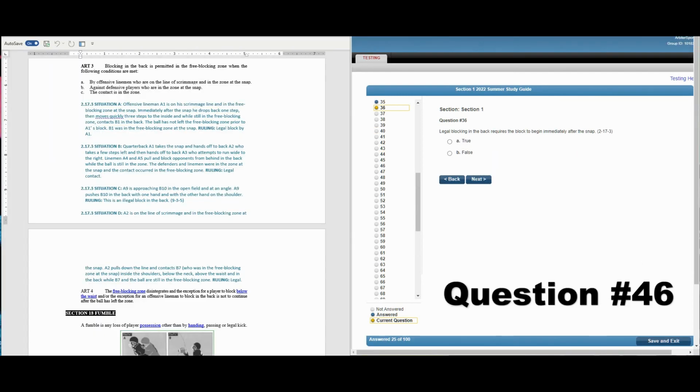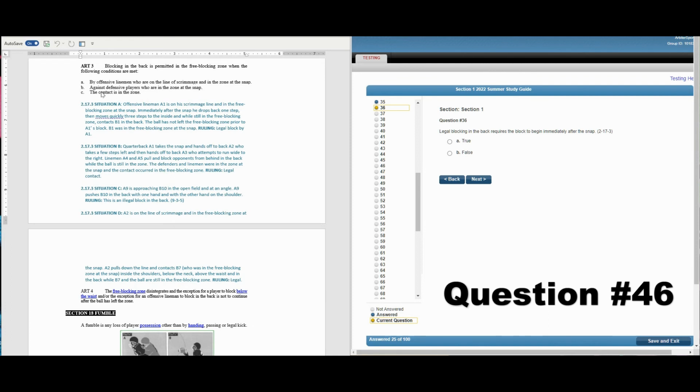Okay, question number 36. Legal blocking in the back requires the block to begin immediately after the snap. Now, if you go to 217.3, it defines blocking in the back when it's permitted. So it's permitted in the free blocking zone when the following conditions are met: by offensive linemen who are on the line of scrimmage and in the zone at the snap, against defensive players who are in the zone at the snap, and the contact is in the zone.